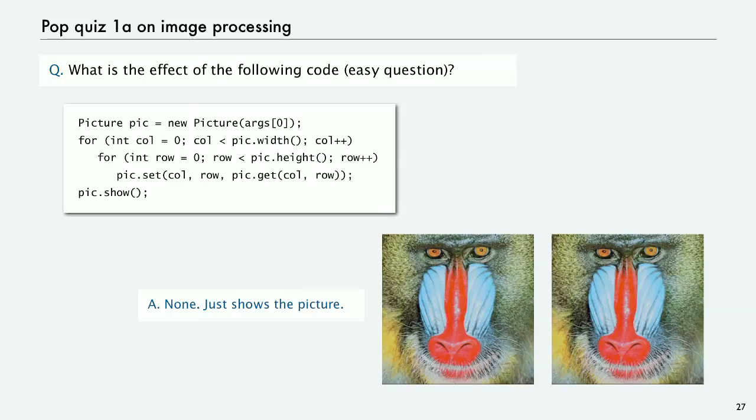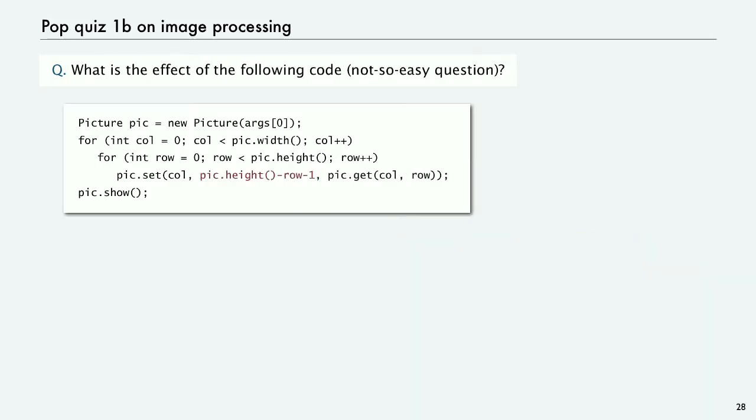But that's a warm-up for trying to do something more interesting. This one's not so easy. So now what we're trying to do is set the one at column, and rather than row, we do height minus row minus 1, so the one at the top becomes the one at the bottom, and so forth.